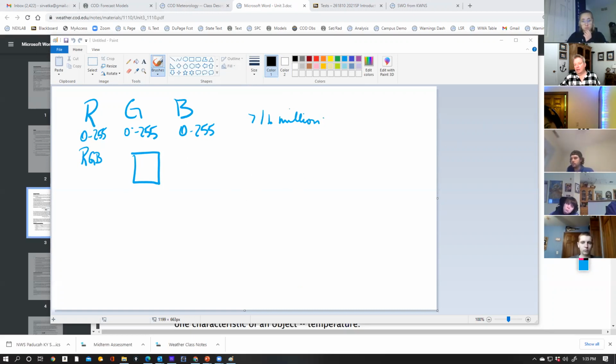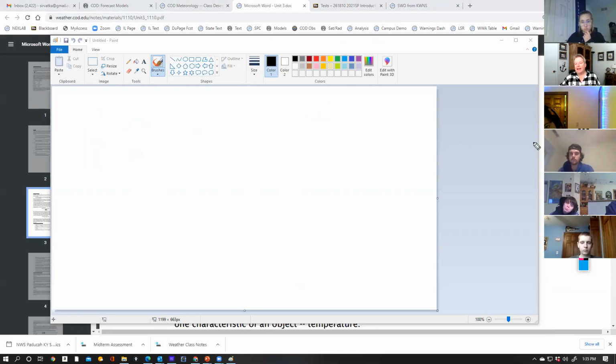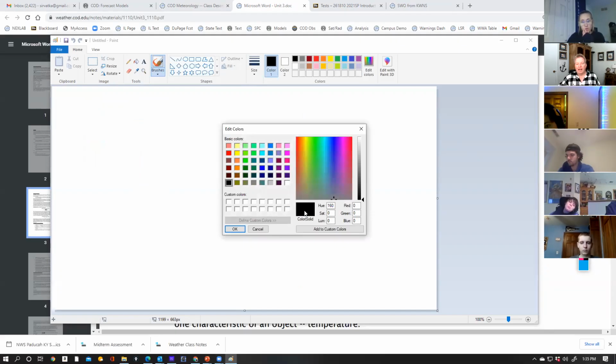Now, let's talk about this for a second. So when I look at here, I'm going to say, let me edit the colors. And I look at black. Notice over here it says red 0, green 0, blue 0. What is white?